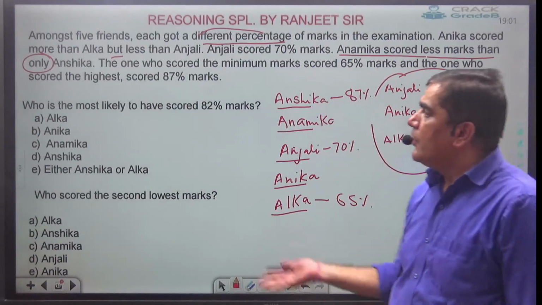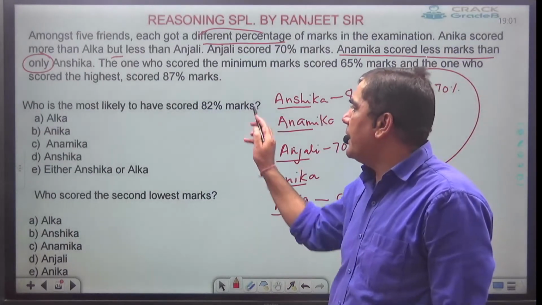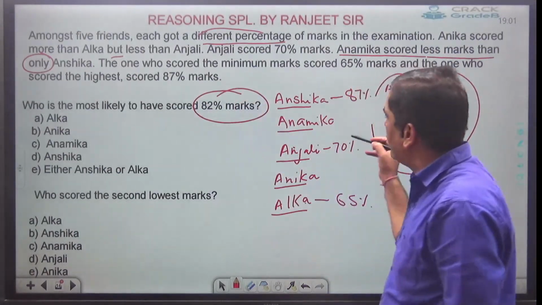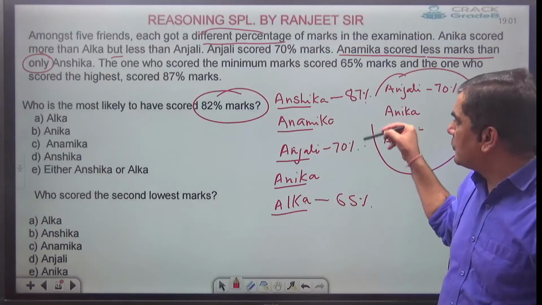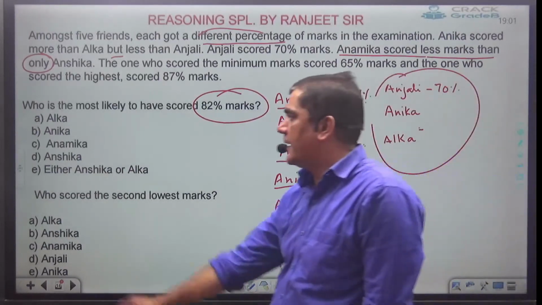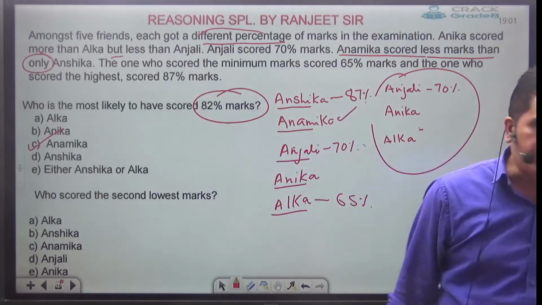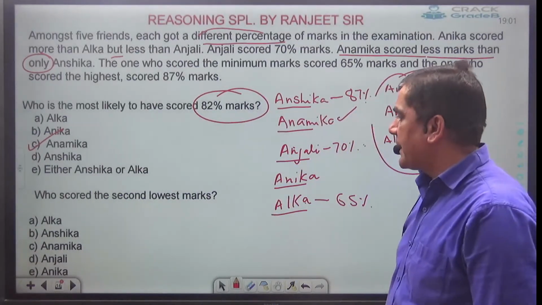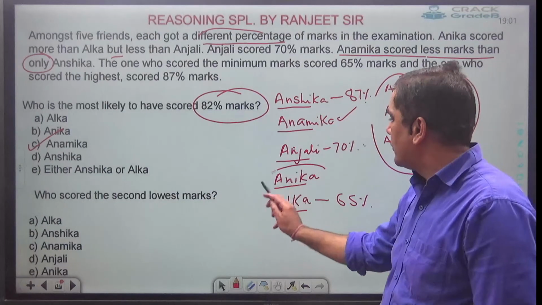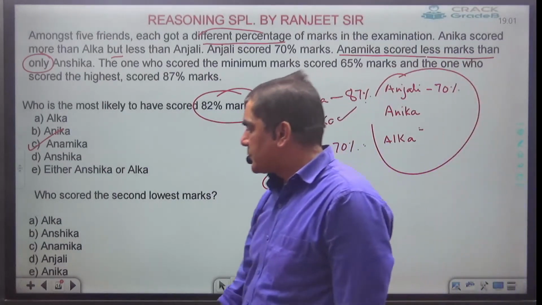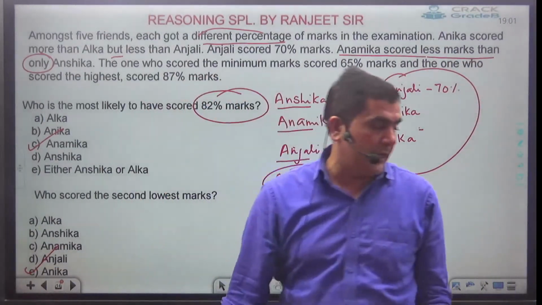Now the question is, who is most likely to have scored 82% marks? 82 comes between these two, and between these two the only possibility is Anamika. So the answer will be C, Anamika. Next one: who scored the second lowest marks? The second lowest marks is going to be Anika. Anika scored the second lowest marks, E.